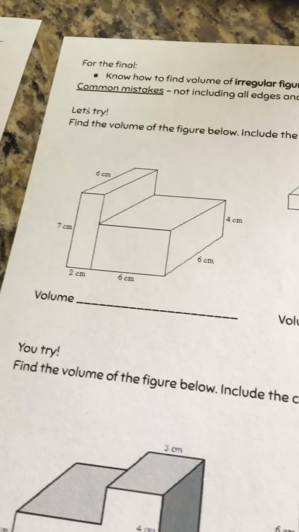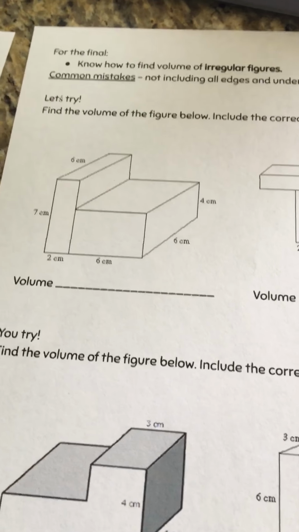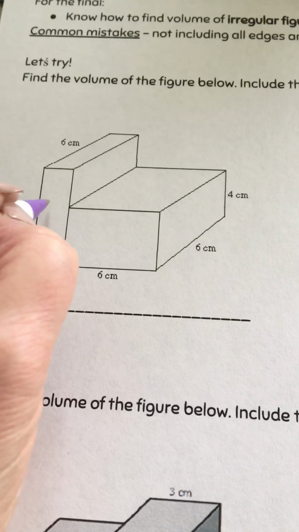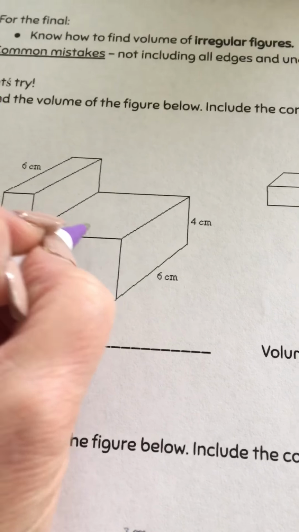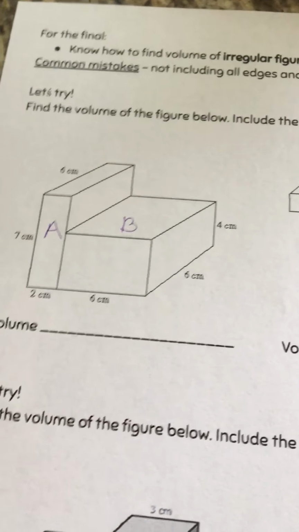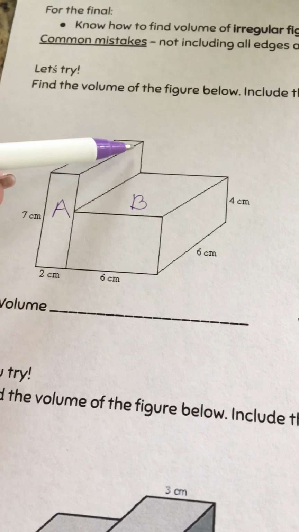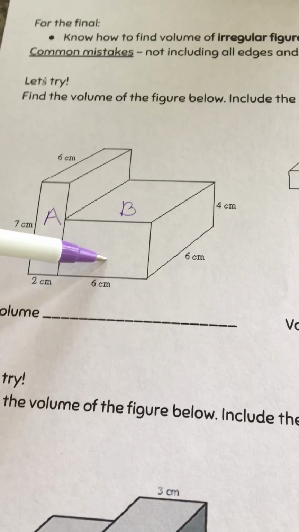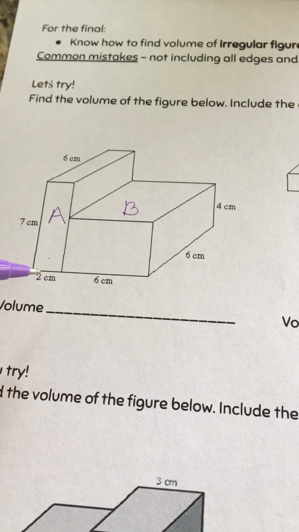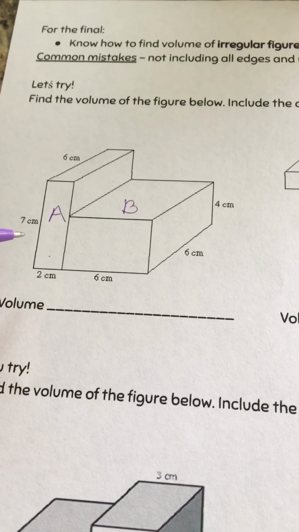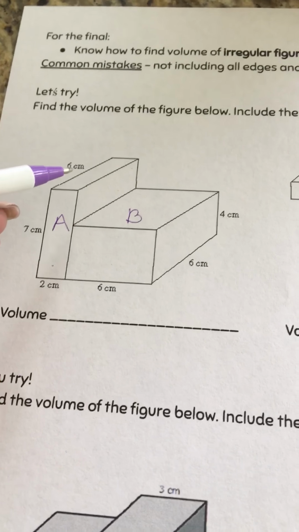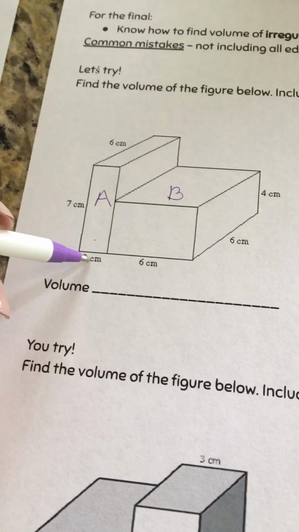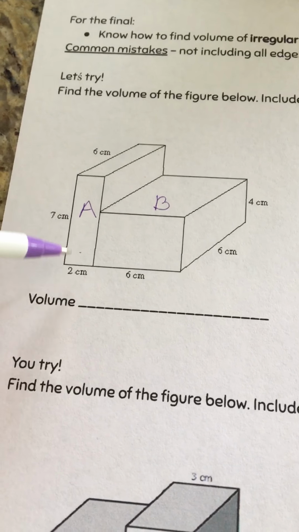One of the things that I think makes it easier is when you have an irregular figure, I'm going to label this figure A and this figure B. And what I'm going to do is find the volume for figure A and then figure the volume for figure B. So the first thing I know to find volume is length times width times height. So I'm going to go ahead and figure layer A's here, and I saved the really hard ones for us to practice together.